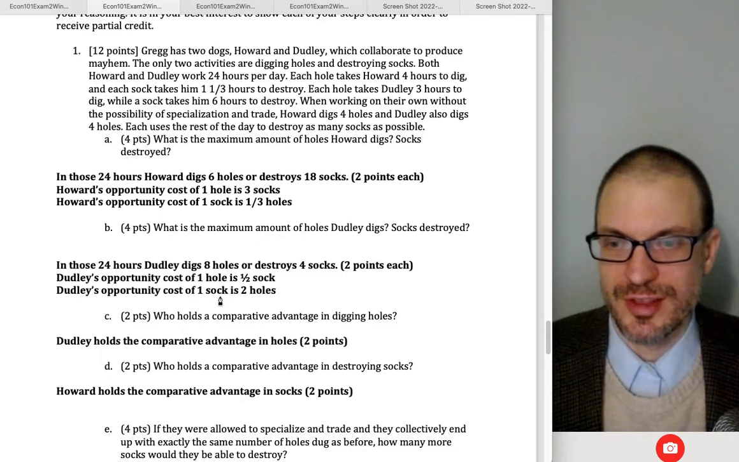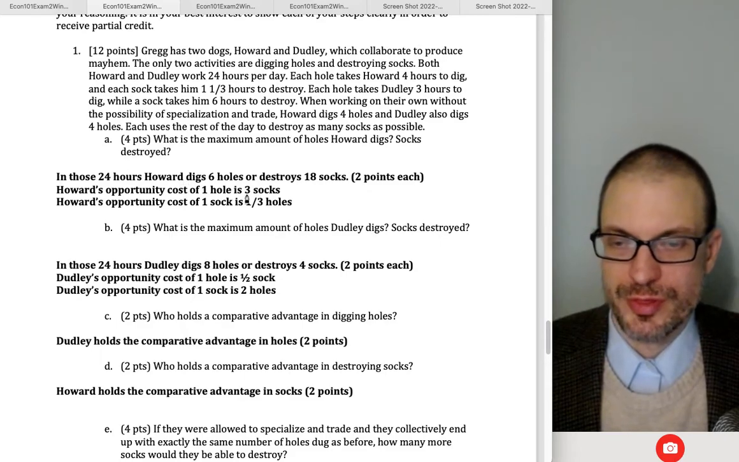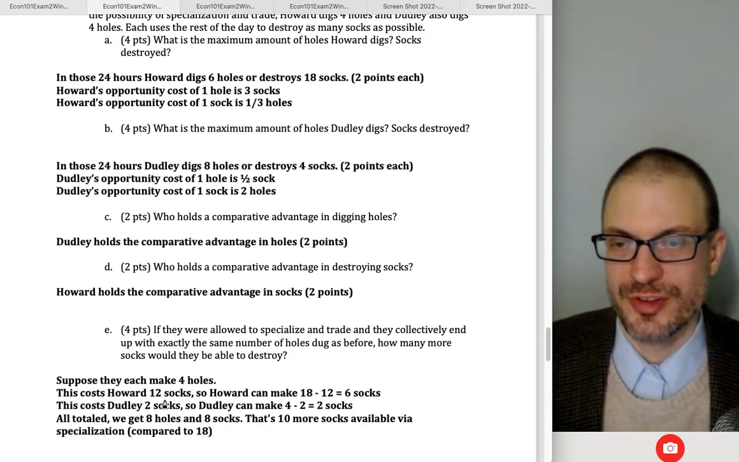Therefore, Dudley has the comparative advantage in holes. And sure enough, Dudley's opportunity cost of 1 hole is 1/2 sock, but Howard's is 3 socks, right? So who has a comparative advantage in digging? Dudley. In eating or destroying socks, Howard.